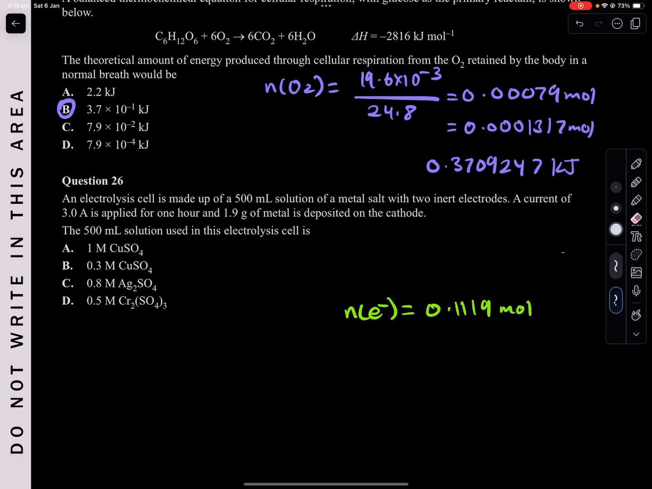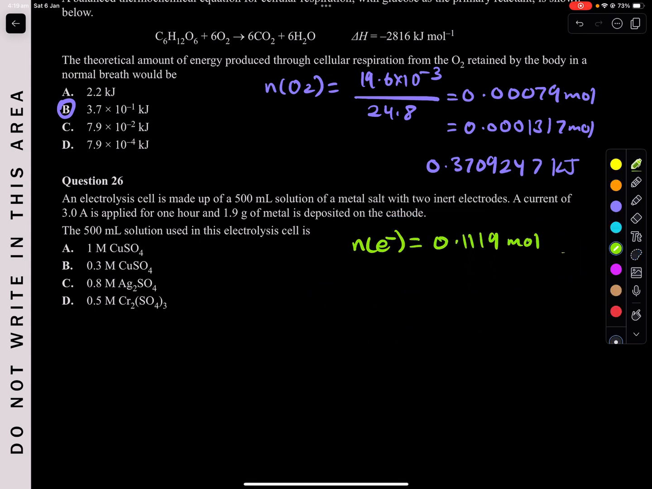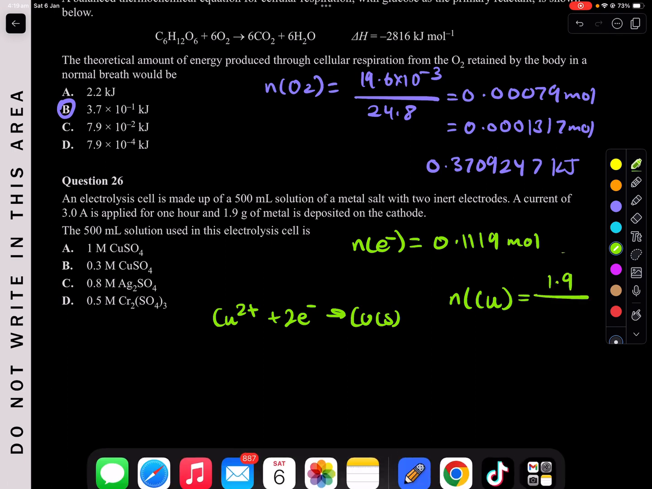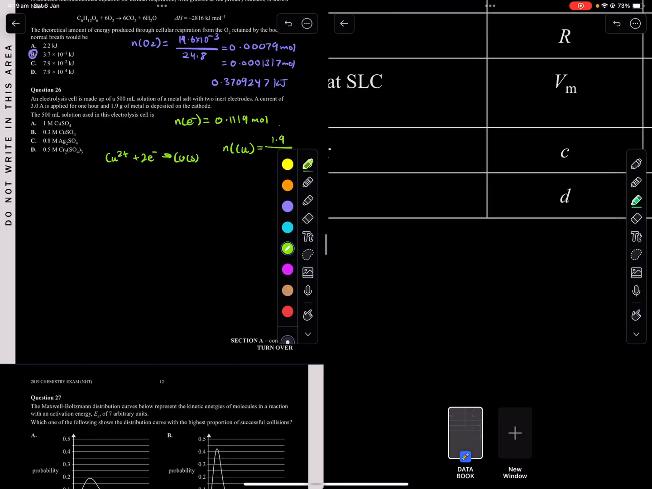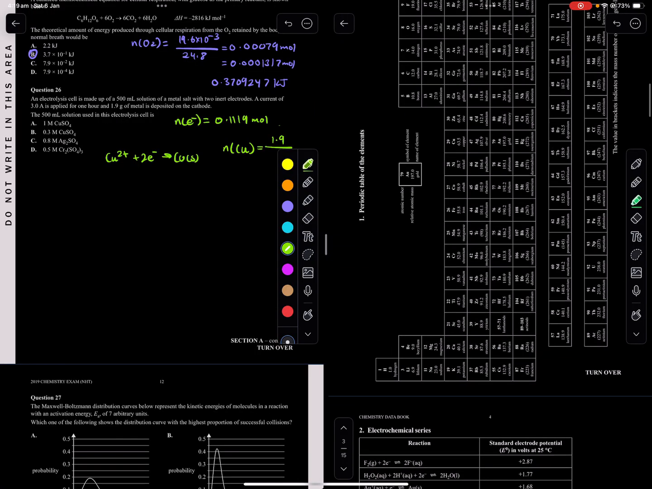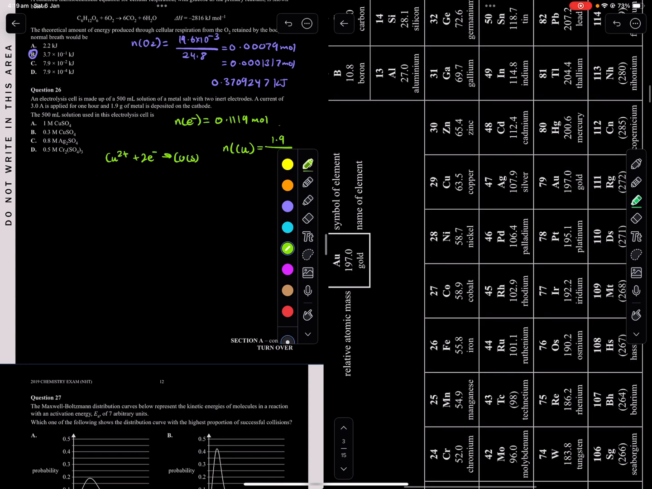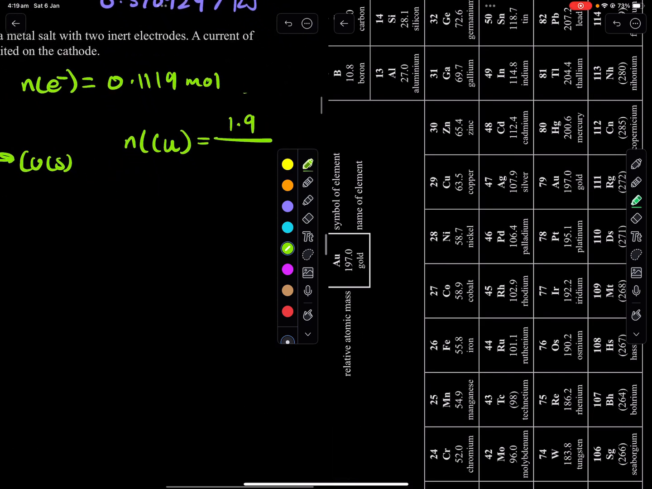So we don't need anything else now. We just need that. If I know how much metal is deposited, for example, let's take the first case, copper. Copper 2 plus plus 2 electrons goes to copper solid. So if we have 1.9 grams of metal, we can find the mole of copper, which is 1.9 divided by its molar mass. Copper is 63.5.